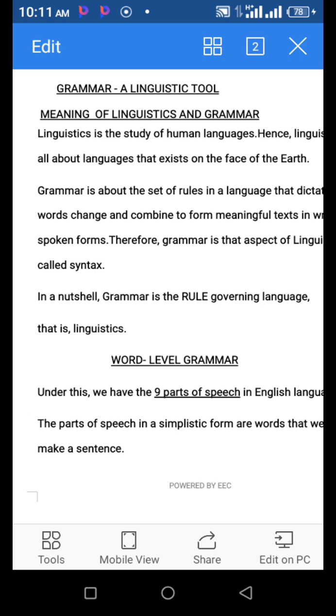Let's move on. We also have number 4, prepositions. What are prepositions? Prepositions are words that we can use to show or express a relationship of a noun or a pronoun to another word in a sentence. Examples of prepositions: under. The cat is under the chair. The cat is under the chair. This shows the relationship of the cat to the chair. Is under. Under there is a preposition.